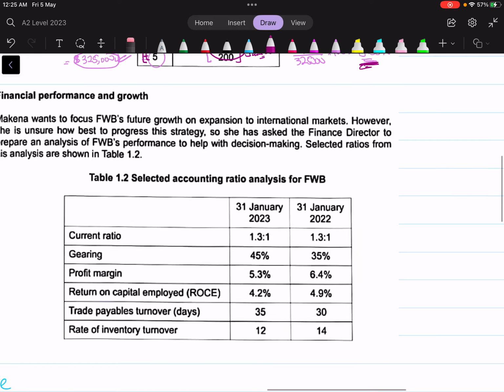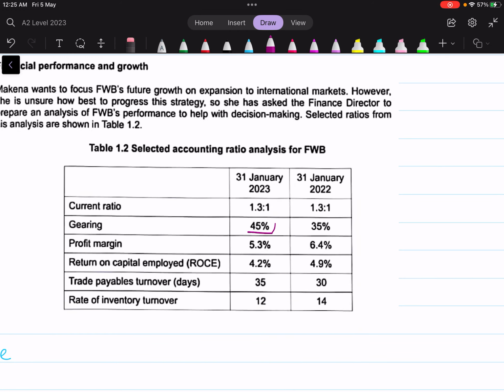So we check the gearing. And we can clearly see that the gearing of this business in the current year is 45%. So this is definitely going to increase, making the business more risky. Also, you can clearly see that the profit margin has also fallen from 6.4% to 5.3%. So therefore, perhaps financing this project through loans may not be desirable because it's going to further deteriorate your profit margins as well.